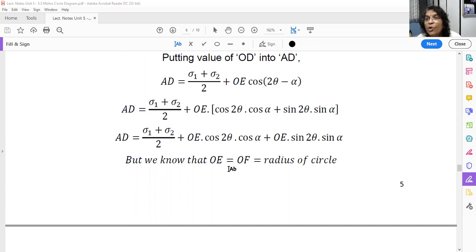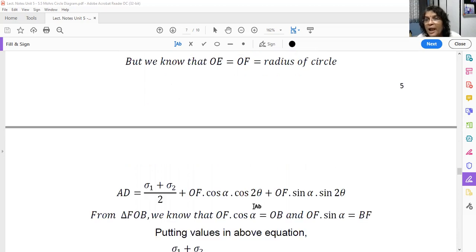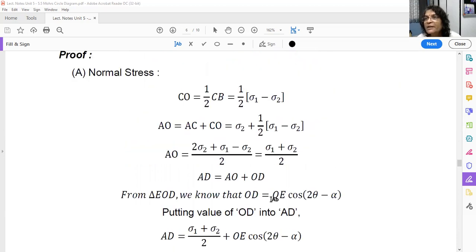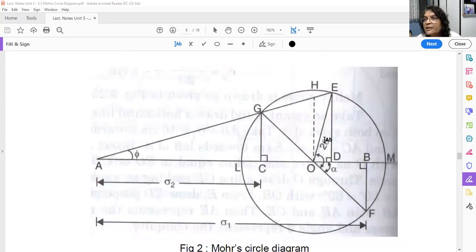Now OE is equal to OF. It is the radius of the circle. Now I have to write this OE in terms of OF. That's why replace OE by OF, so that you can consider the triangle OBF. This is also a right angle triangle OBF. Now OE is equal to OF, as we have considered.